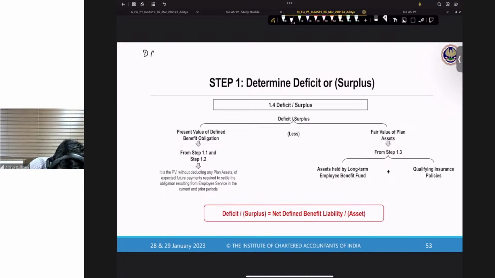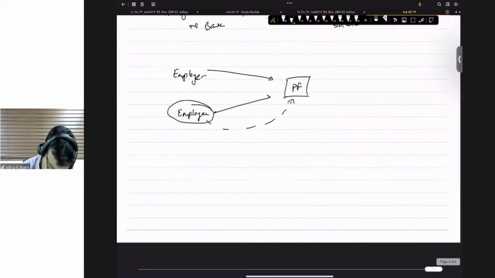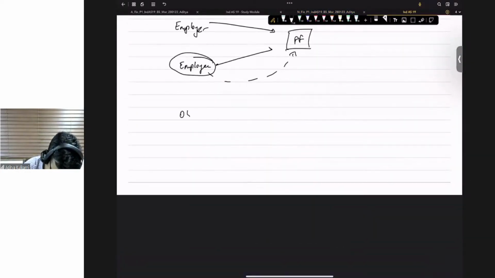You have a defined benefit obligation. Against that obligation, you have plan assets. Tell me one thing, and don't forget this slide. I have an obligation and I have assets to meet those obligations.